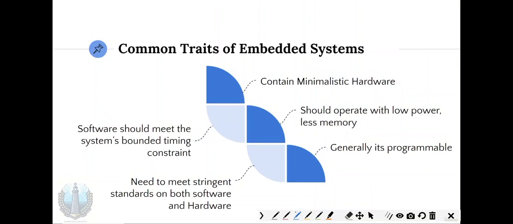So to highlight further the key characteristics of embedded systems, an embedded system should contain minimalistic hardware, which means you cannot afford to have a very powerful PC or a very powerful computer or processor in your embedded system. It comes with minimalistic hardware because the objective of this system itself is to do a very minimal operation, or it is designed to do a dedicated functionality.